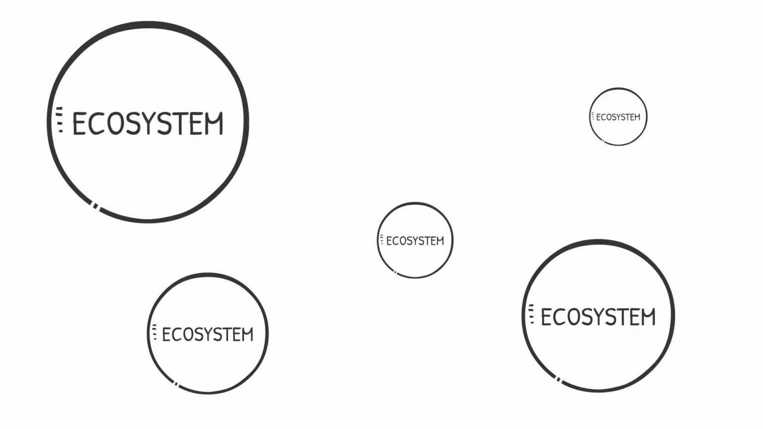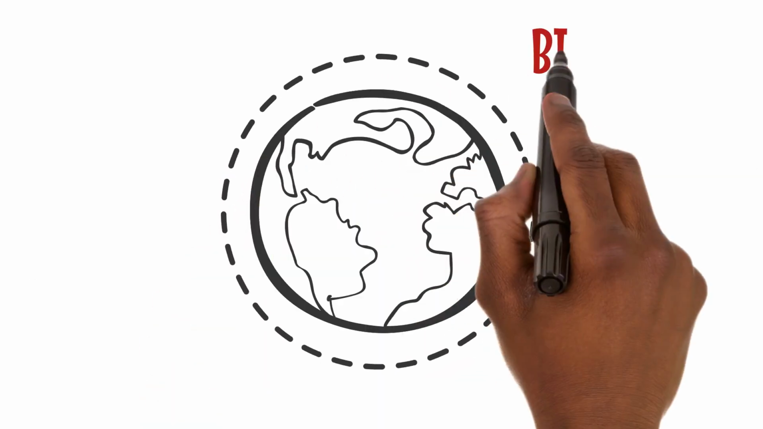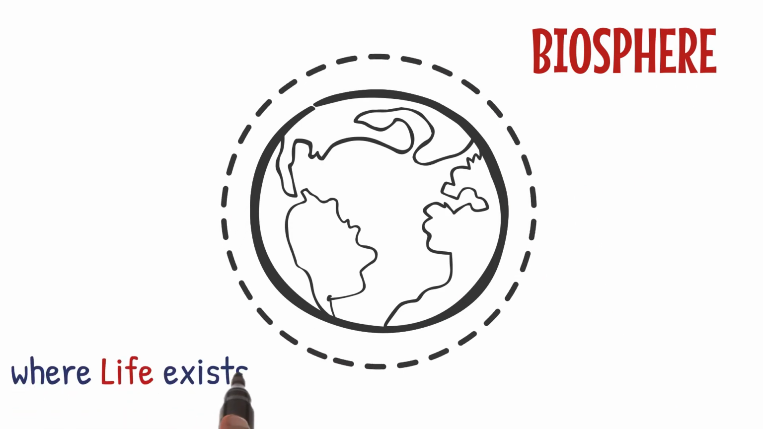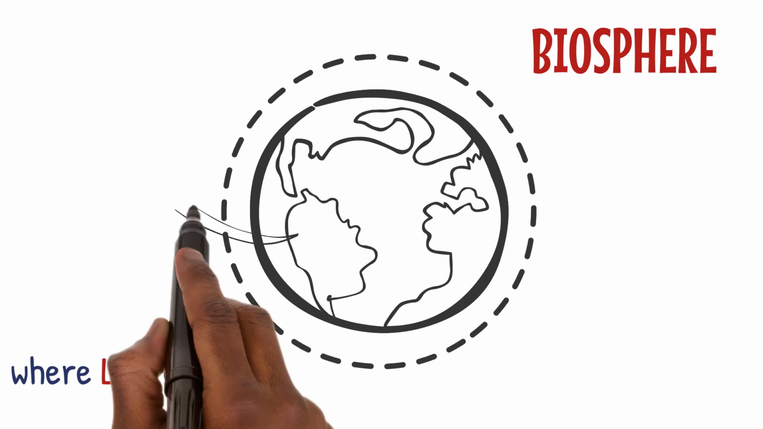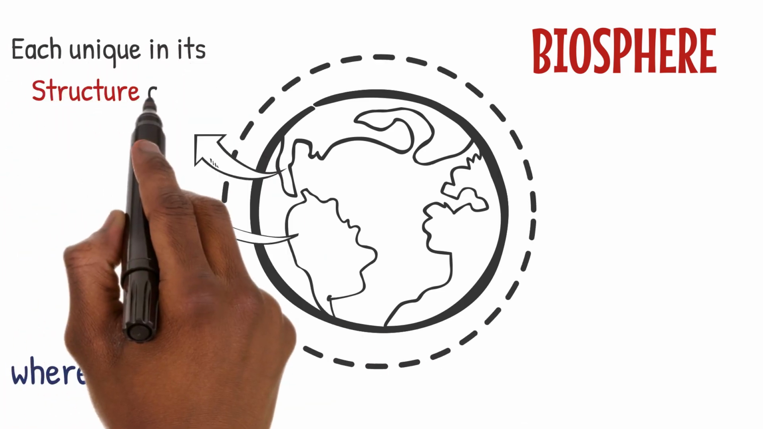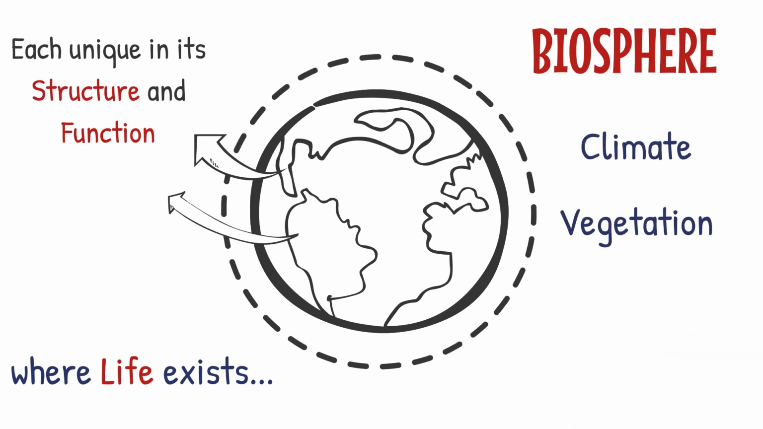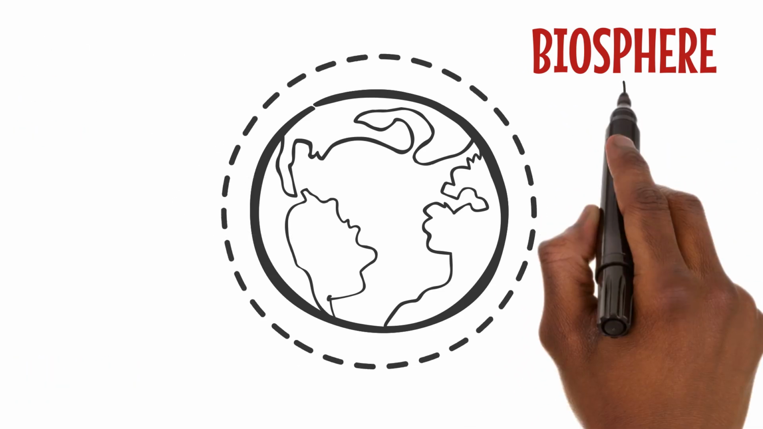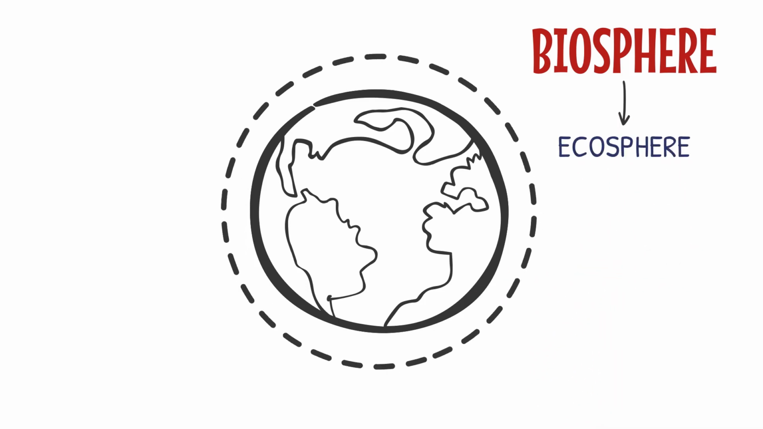Ecosystems come in all sizes. They can be as small as a puddle or as vast as an ocean. The largest ecosystem is the Biosphere, encompassing the entire Earth where life exists. The Biosphere consists of smaller ecosystems, each unique in its structure and function, influenced by factors like climate, vegetation, and soil. The Biosphere, or ecosphere, is where life thrives on Earth.